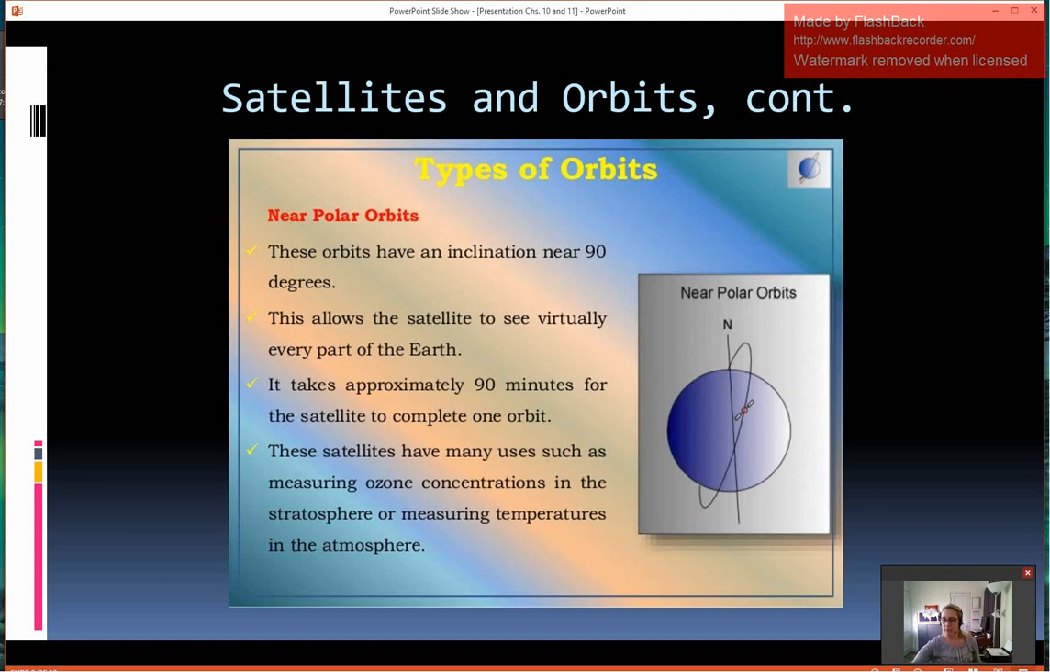Near polar orbit, I will get out my handy dandy globe here. That means the satellite is circulating around the globe, almost around the poles, but not quite. It's off by just a tiny bit. So it moves in the same pattern like this around the Earth, but what's happening, of course, is the Earth is turning. So as it's going around, it's capturing a different image of the Earth, and then eventually it will come back to the same spot. So that's a near polar orbit. It takes approximately 90 minutes for it to complete one orbit.